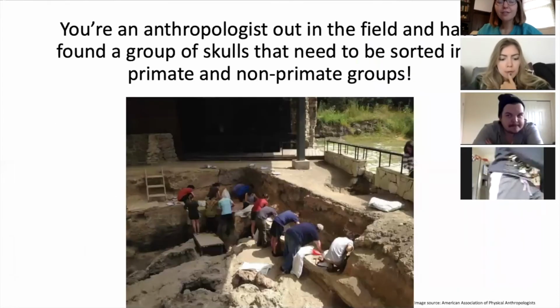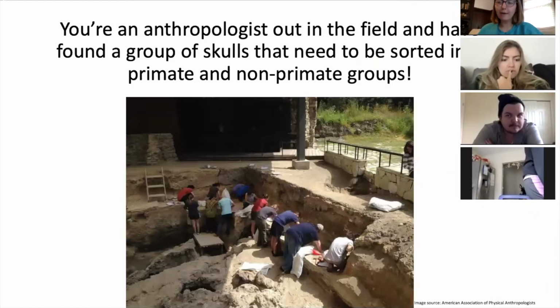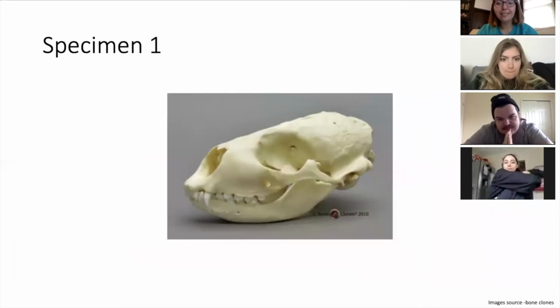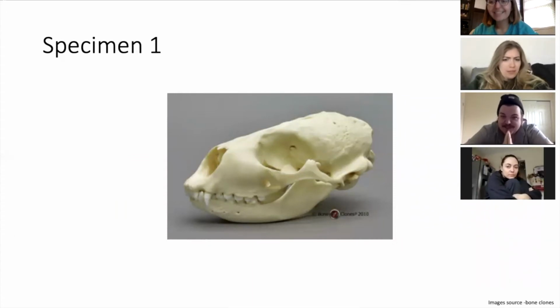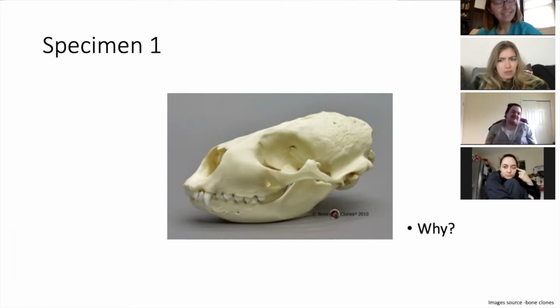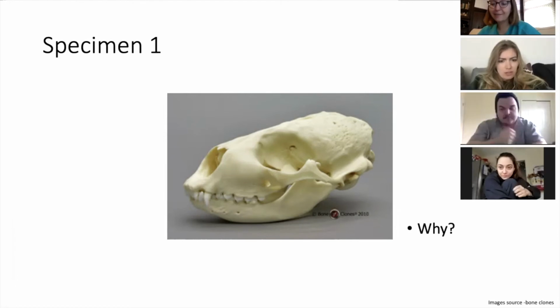Okay. So now that we've learned our two features and why we have them, you are now graduated to being paleoanthropologists out in the field, and you have found a group of skulls that need to be sorted into primate and non-primate groups. The first specimen we found is this one. Can anybody tell me if this is a primate or a non-primate? Non-primate. Why would you say that? It doesn't have forward-facing eyes, and it also doesn't have a postorbital bar. Exactly. So we know specimen 1 is a non-primate. We can stick it in our non-primate pile.